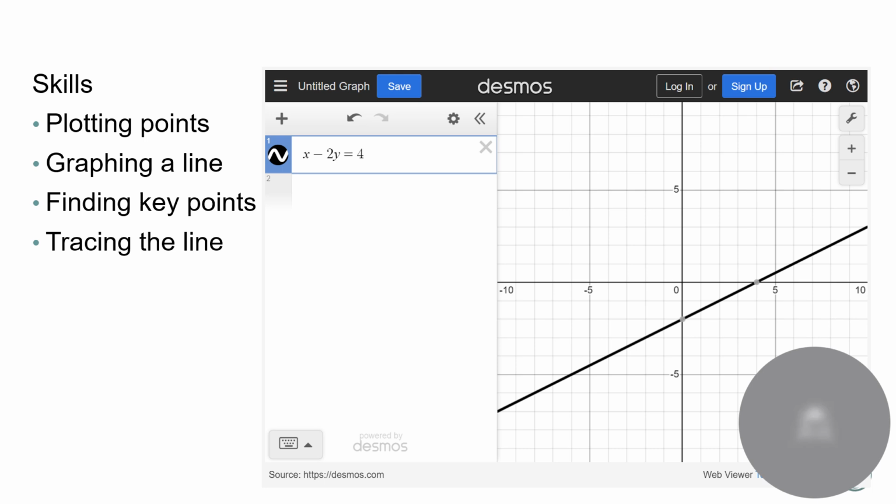Okay, and it will plot both of those, and you can plot as many points as you want that way. You can also, on Desmos, plot points using a table. And so if I see this little plus sign, one of the things that I can add is a table. And that will allow me to plot the points there.